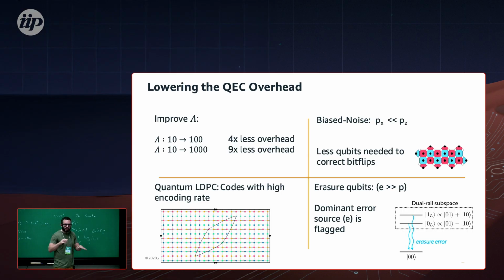To make this algorithm relevant, you might need encoding rates of like 50, something like this, but it's much better than 1,000. So there's definitely potential for an order of magnitude improvement over surface code estimates. But the price you pay is that you have to do long range gates.